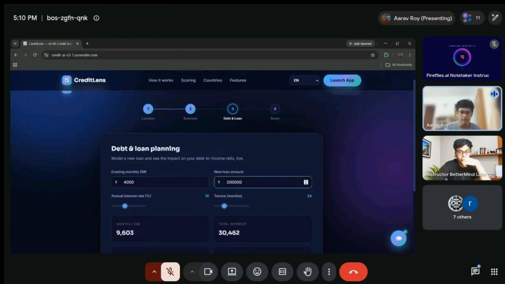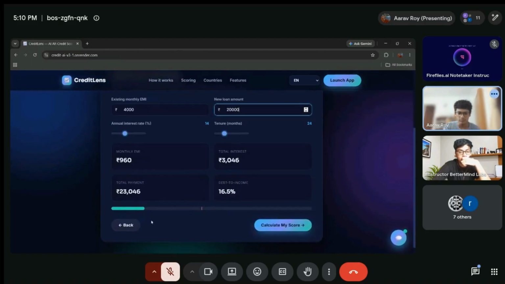So if the loan amount which I require is 20,000 rupees, then it will provide all your figures, and then the annual interest rate, and then you can change the tenure with the slider.